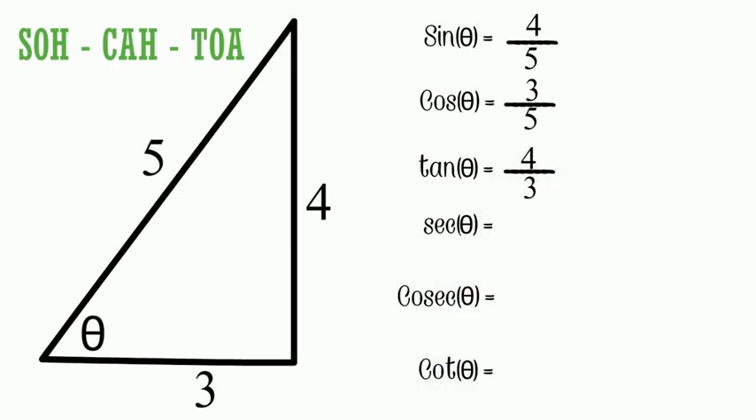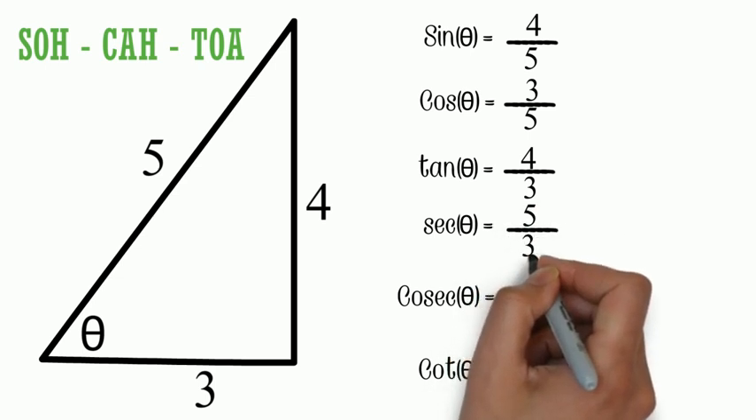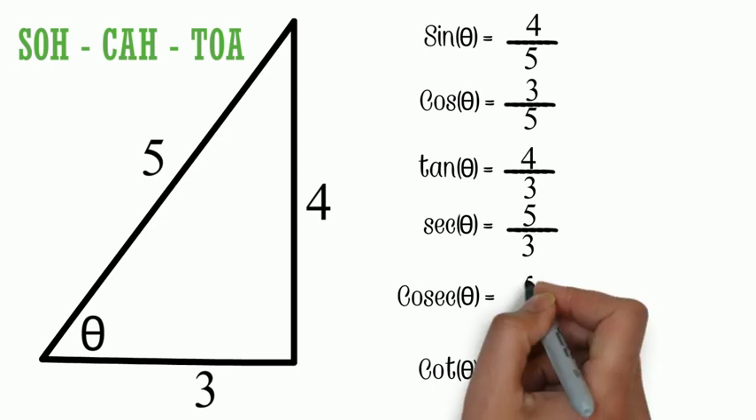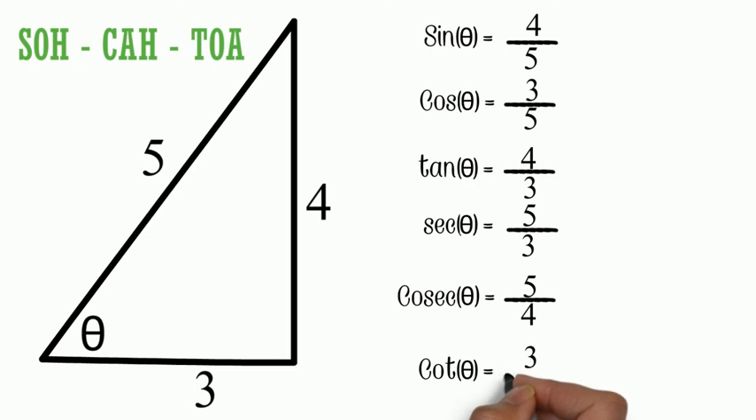Now sec theta is the reciprocal of cos theta. So we get sec theta as 5 by 3. Similarly, the ratios we get are cosec theta equals 5 by 4, cot theta equals 3 by 4.